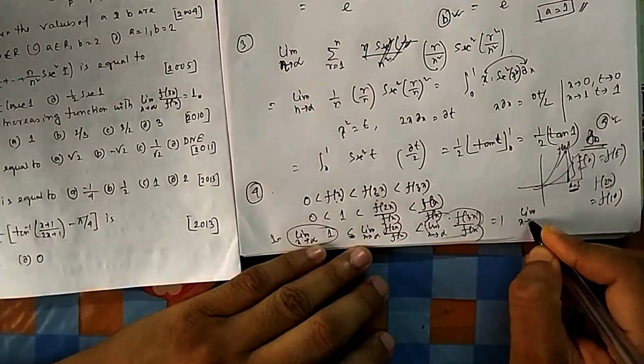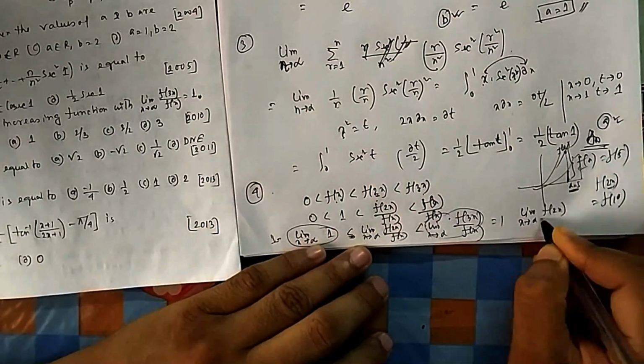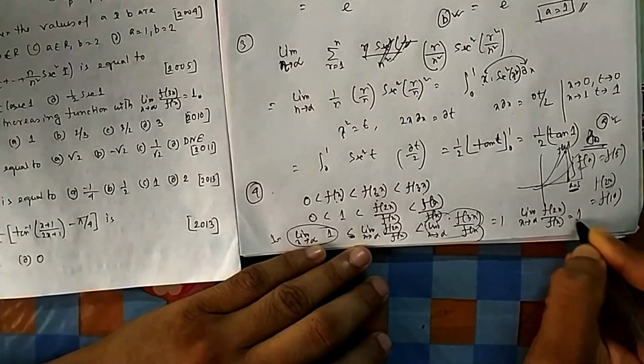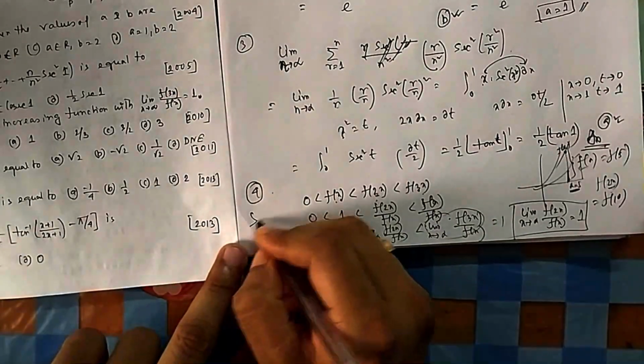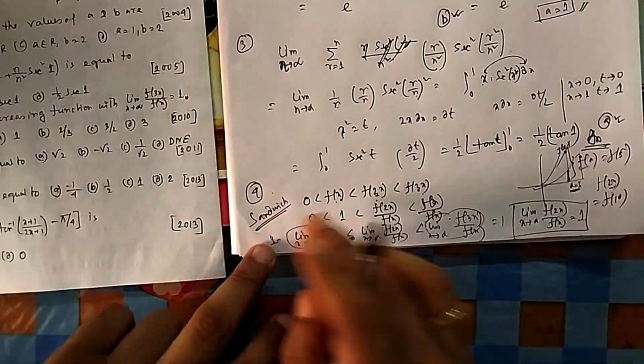So that was the Sandwich theorem, a very important theorem I have told you. Recall this one. So this should be equal to 1, from the Sandwich theorem. You eat sandwich as tiffin, so that sandwich.